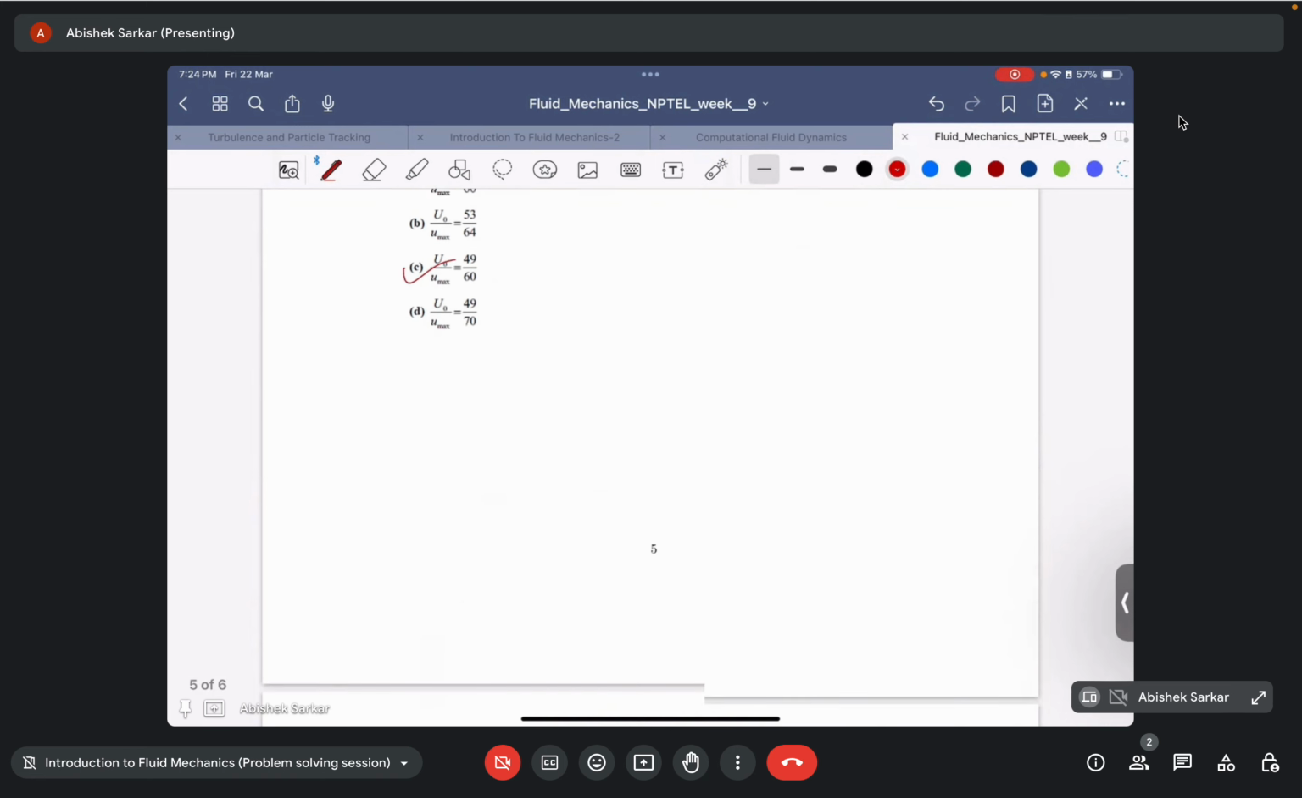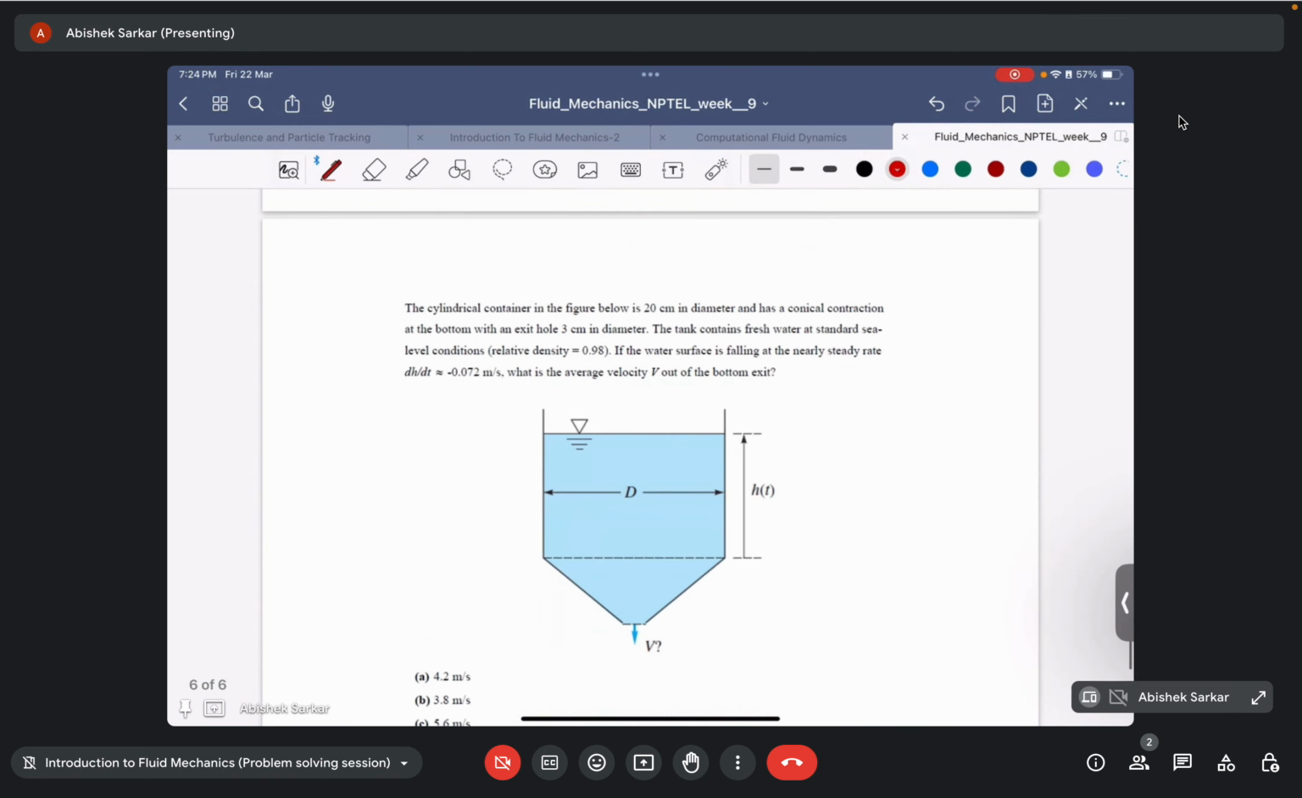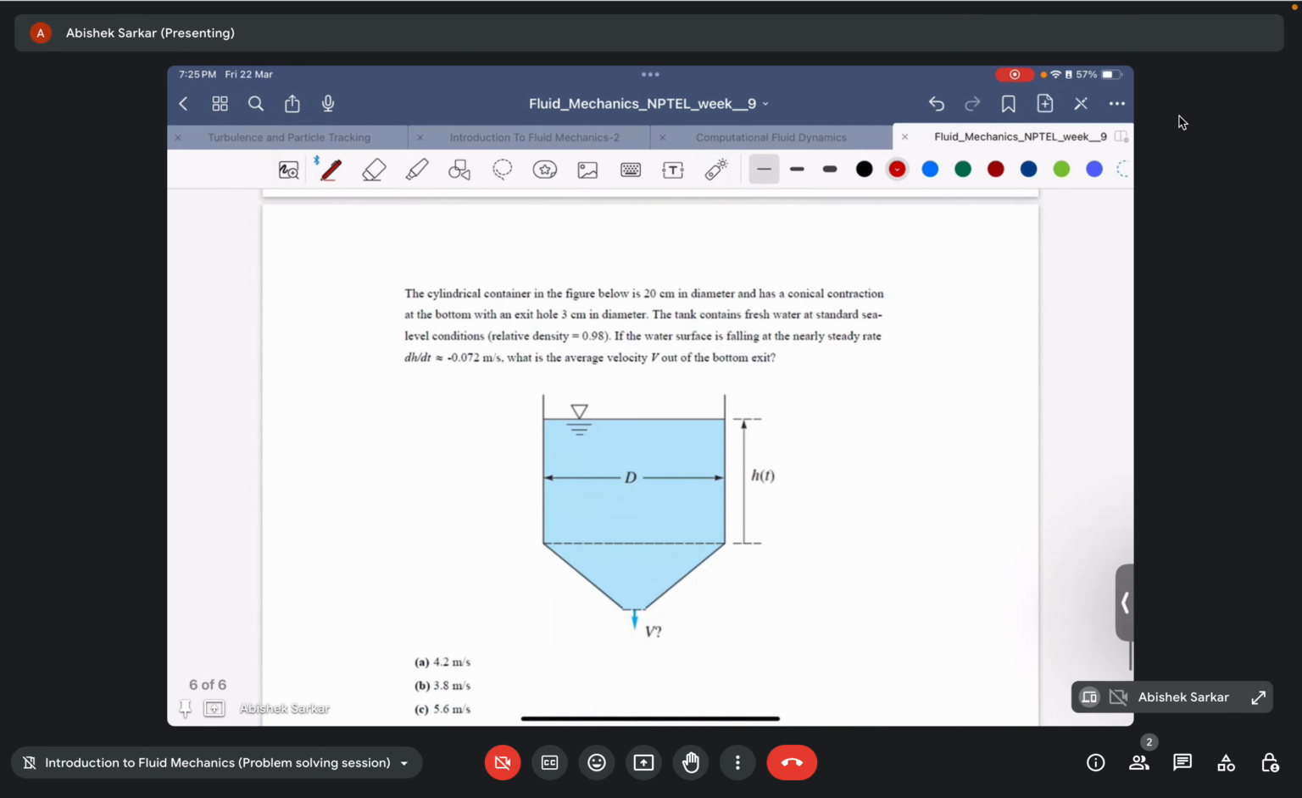Now let us go to the next question. A cylindrical container in the figure given below is 20 centimeter in diameter. So D is 20 centimeter. It has a conical contraction at the bottom with an exit hole of 3 centimeter in diameter.